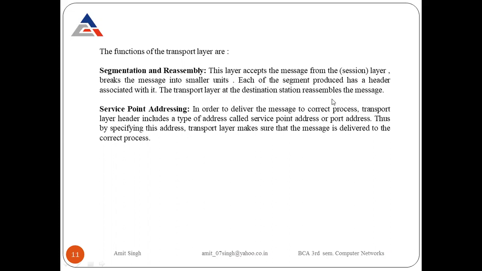With the help of this port address, I will give you an example. Suppose we want to send data from one system to another system. We can write the IP address of the system and also write the port number of the process. So the data is received by the particular system, and in that system, the data is received by the particular port. So this is called service point addressing.